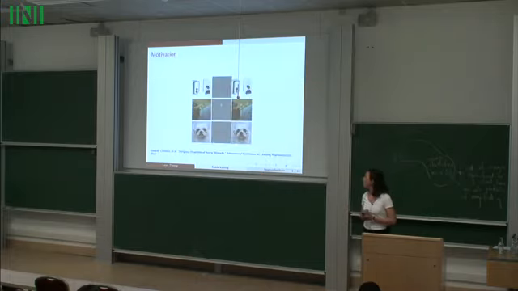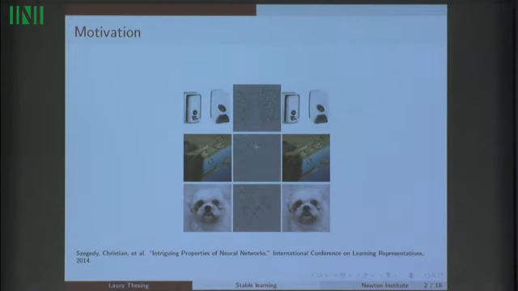Okay, so I guess that's the most popular one. We have this very tiny perturbation, and the left-hand side is classified correctly, and on the right-hand side everything is said to be an ostrich. And I think none of you can see any difference between those two images. So this is quite a bit of a problem.